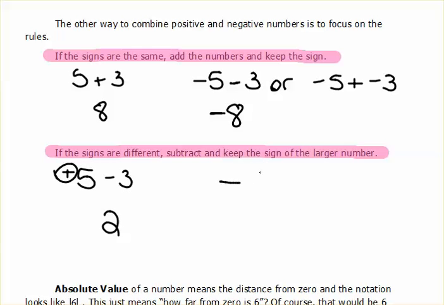If we happen to have -5 plus 3, we would do the same thing. Our signs are different, so we would subtract just the numbers. Just subtract them the easiest way you can. 5 minus 3 would be 2. But then keep the sign of the bigger number. 5 is bigger than 3, so the negative wins out. So our answer there would be -2.